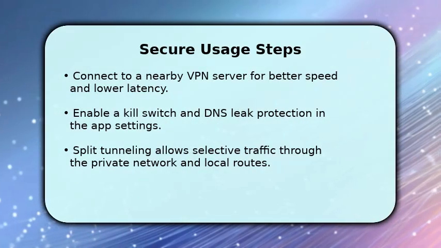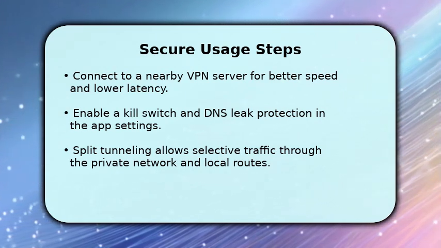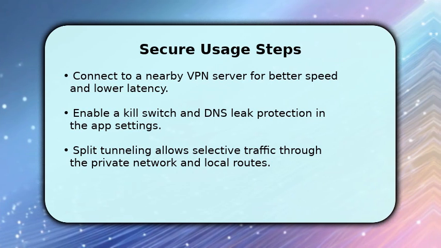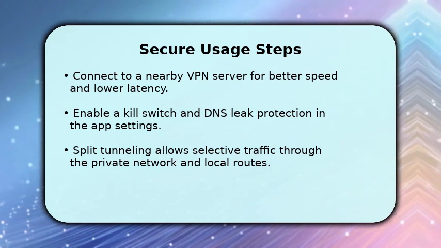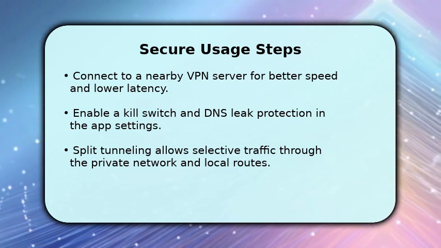Connect to a nearby VPN server for better speed and lower latency. Select a server in the country that meets your geo-access needs. Enable a kill switch and DNS leak protection in the app settings to prevent accidental exposure.